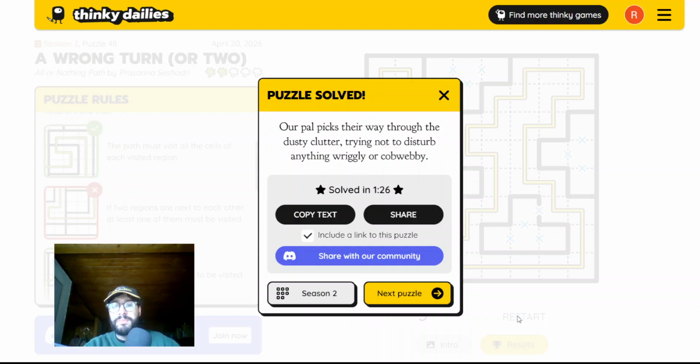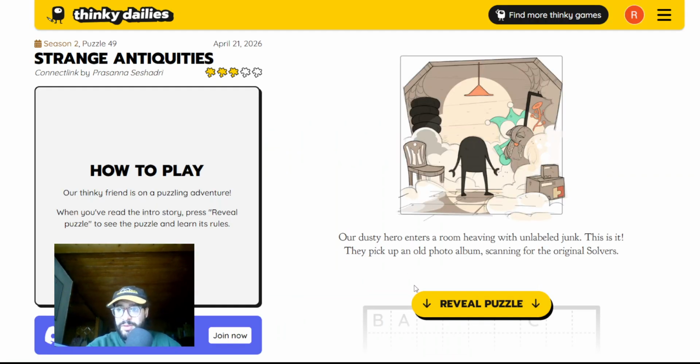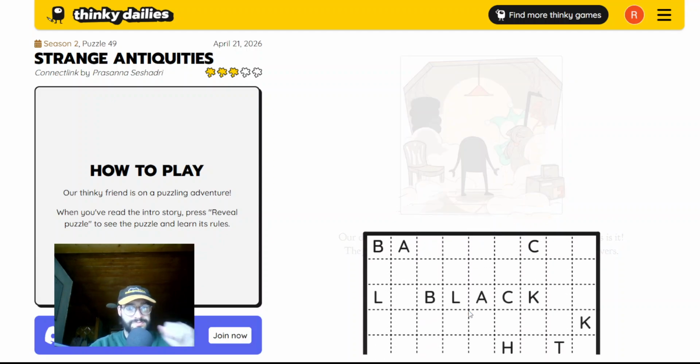Let me just get some more mate, and we're gonna play our last puzzle of the day. Our pal picks their way through dusty clutter, trying not to disturb any wrinkly or cobwebby. Okay, let's see our last puzzle for the day. Again, in these beautiful illustrations, we see this sign over here. Our dusty hero enters a room heavy with unlabeled junk. This looks like my house. This is it. They pick up an old photo album, scanning for the original solvers.